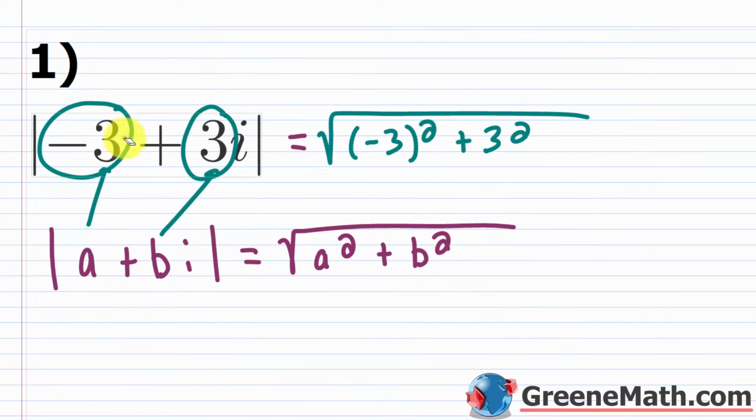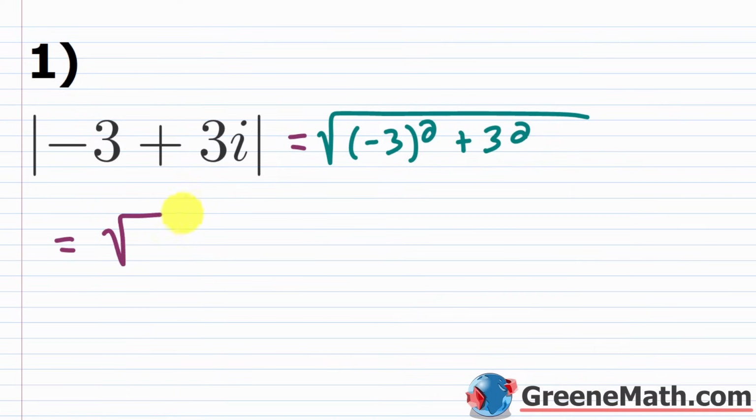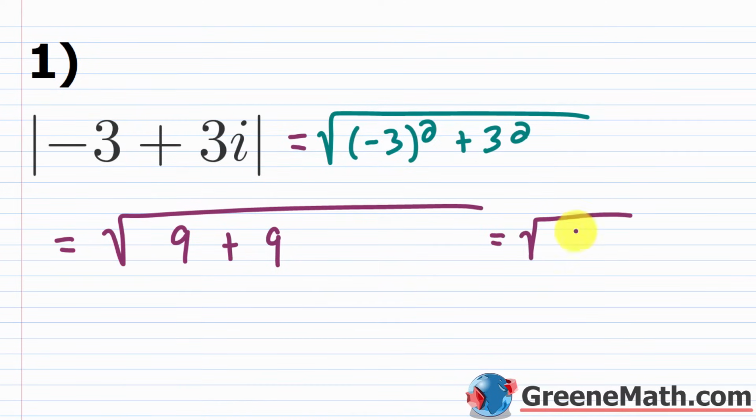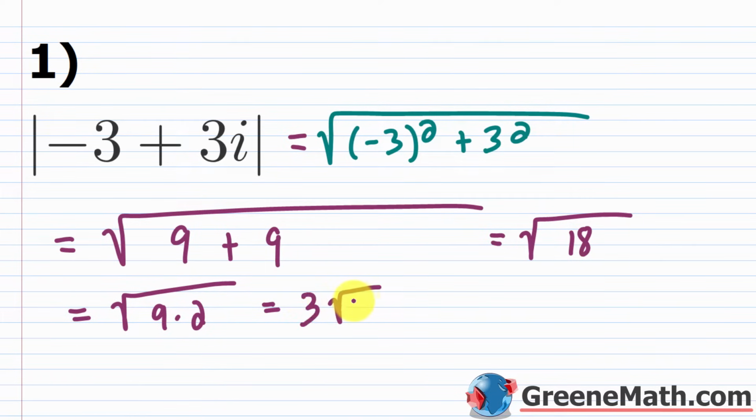Let me erase this. So let's say this is equal to the square root of, you would have -3 being squared, which is 9. And then plus you would have 3 being squared, which is 9. We know 9 plus 9 is 18, so this would be equal to the square root of 18. And of course, 18 you could think about as 2 times 9, and 9 is a perfect square. So what I would do is say that this is the square root of 9 times 2, and of course the square root of 9 is 3. So the simplified answer here is 3 times the square root of 2.